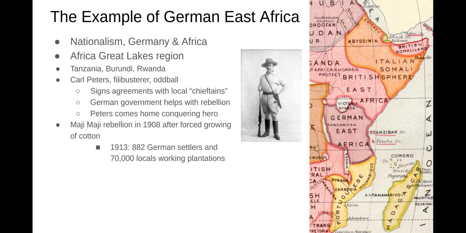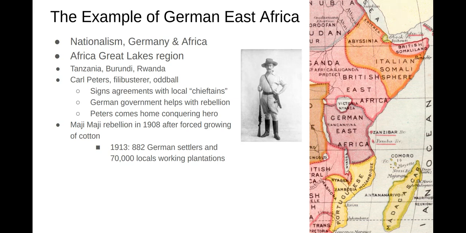And I pause because there's a huge story about how cotton is responsible for the westward expansion of the United States, through the growing of cotton and cotton-based slavery that extends all the way into Texas and foments the Mexican War. Anyway, cotton is just a really terrible crop, and you can't eat it. So many of these natives are forced into growing cotton. There's a rebellion in 1908 and 1913.